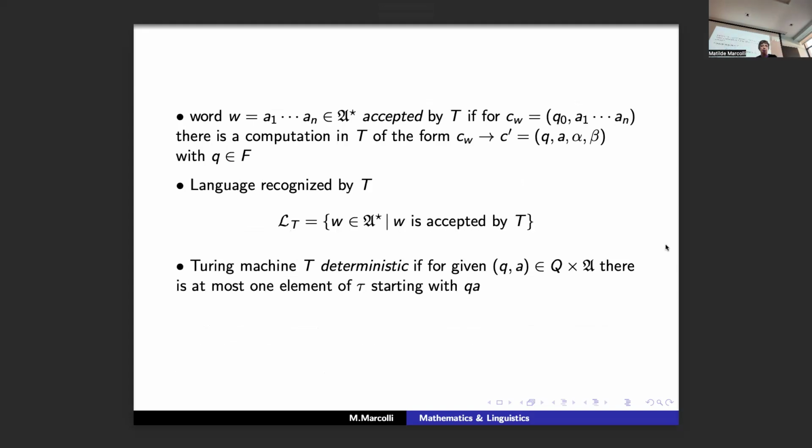Again, you can say that a word in your alphabet, which would be the actual terminals of your formal language, is accepted by this Turing machine if there is a computation in this sense in the Turing machine that corresponds to this sequence of instructions on the tape.